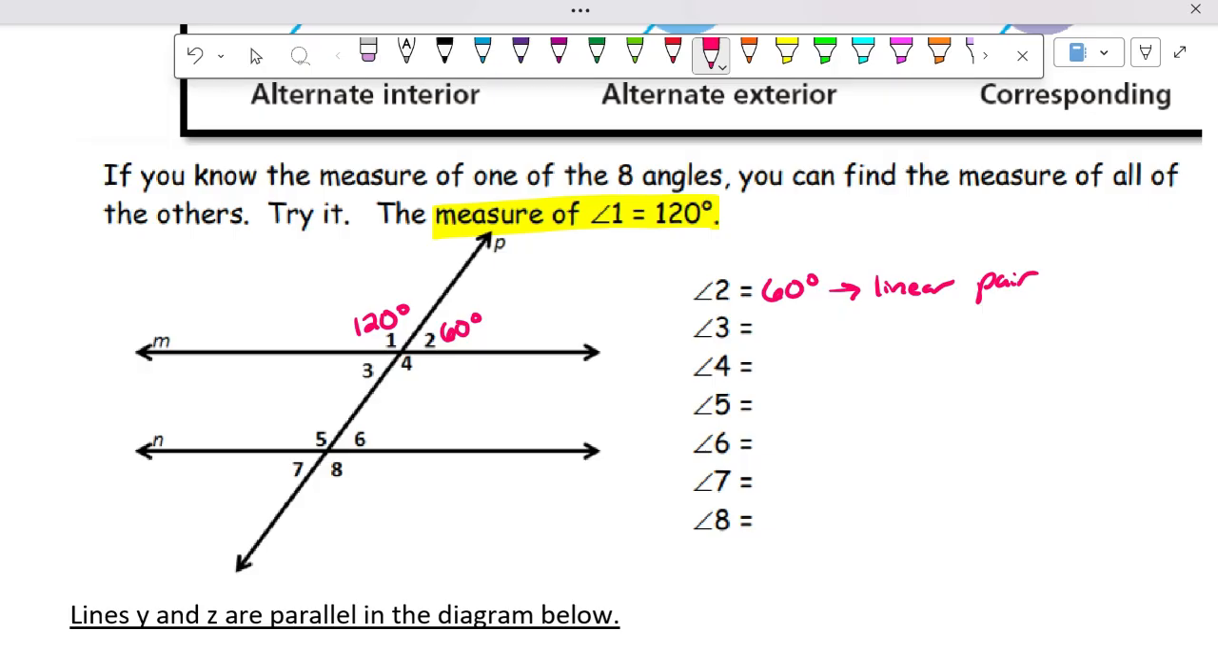What about angle 3? What do you think that would be? 60. What's the connection to angle 1? Well, no, it's not congruent to angle 1. What's the connection, though? We know they're supplementary, but why? They're on the same line, which means that they are a linear pair.